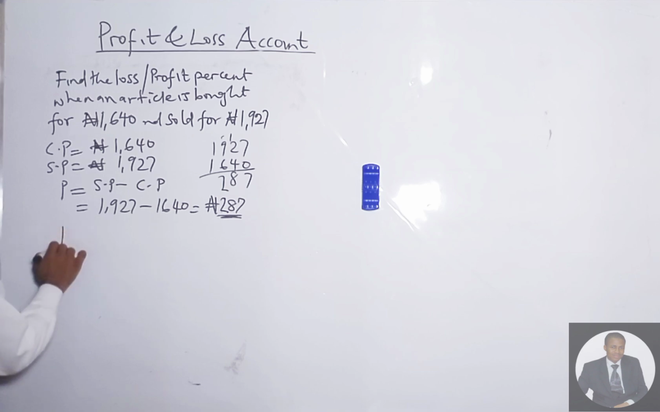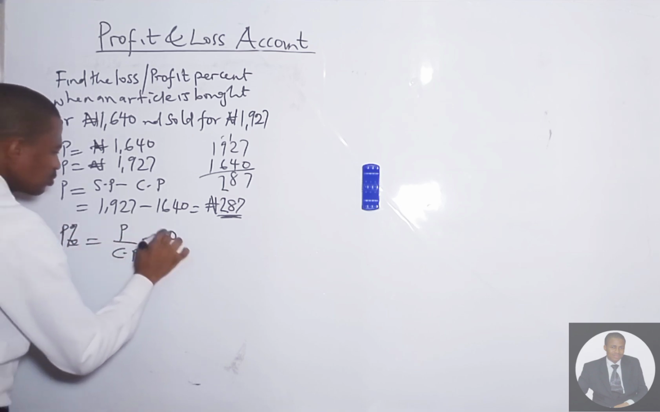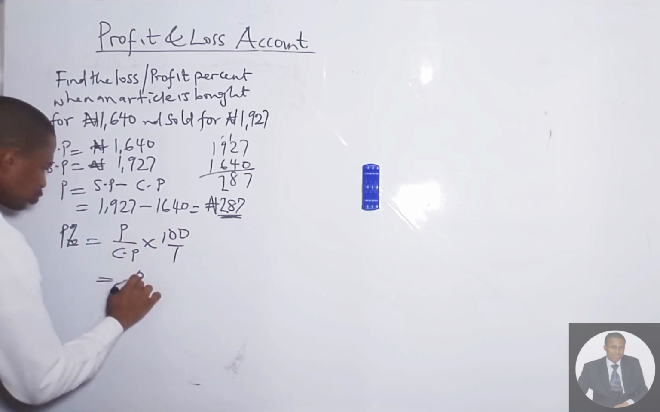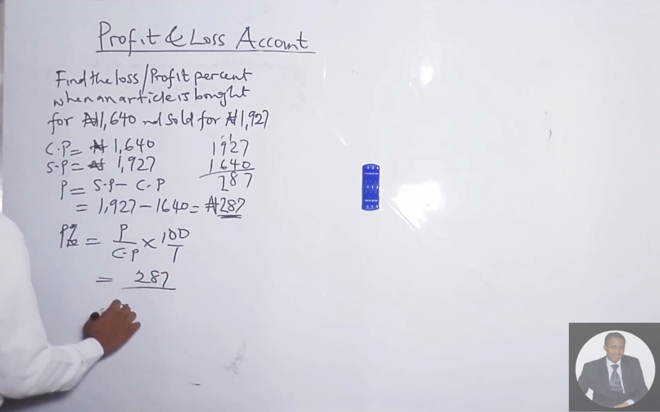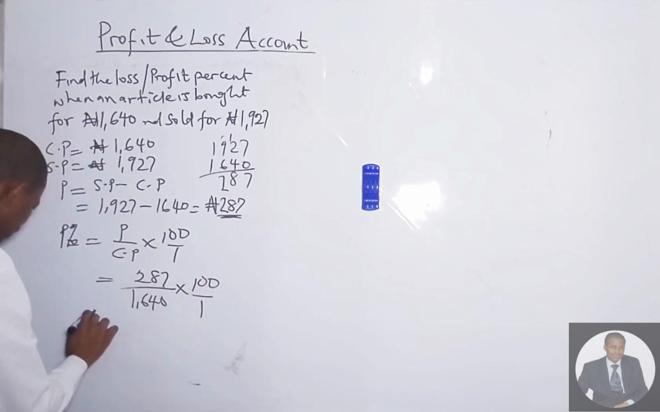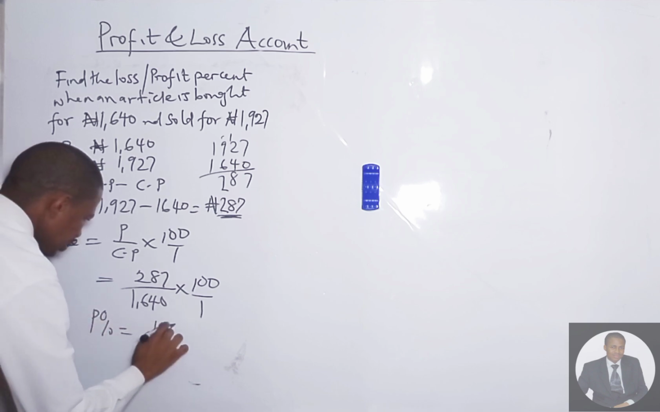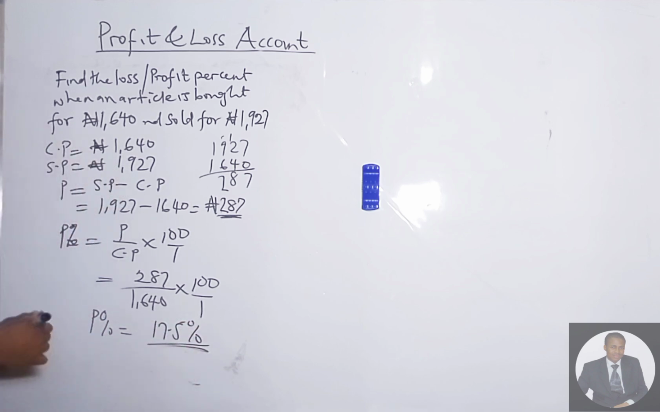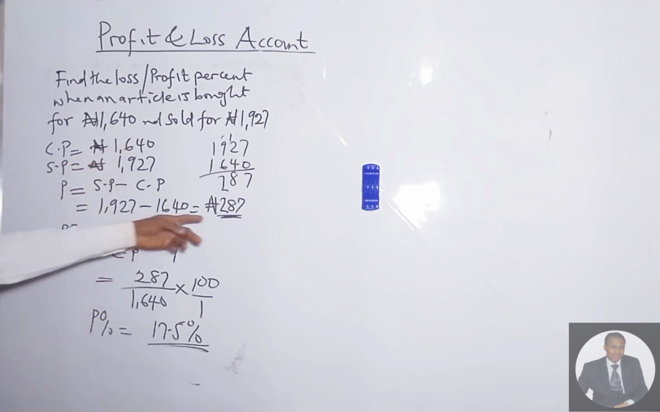So he made a profit of 287 naira. So profit percent will be profit over cost price times 100 over 1. That will be profit 287 over what's the cost price? Cost price is 1,640 times 100 over 1. Profit percent therefore will give us 17.5%. So he made a gain of 17.5% when he sold this article for 1,927 after buying it for 1,640 naira.